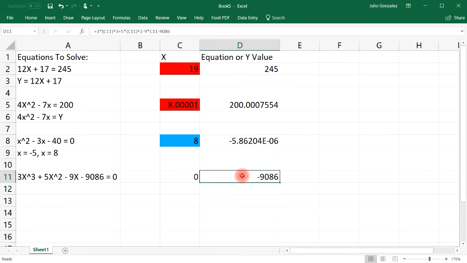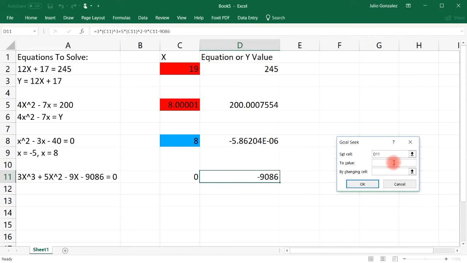And so now let's use the goal seek feature. Let's set cell D11 to 0 by changing cell C11.